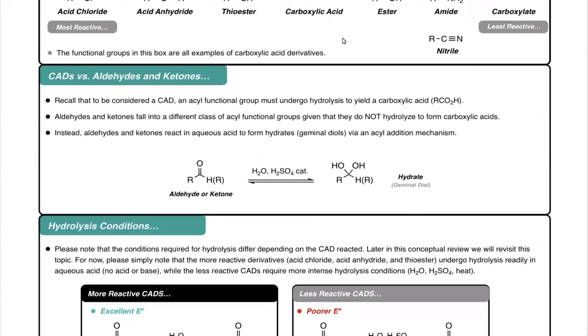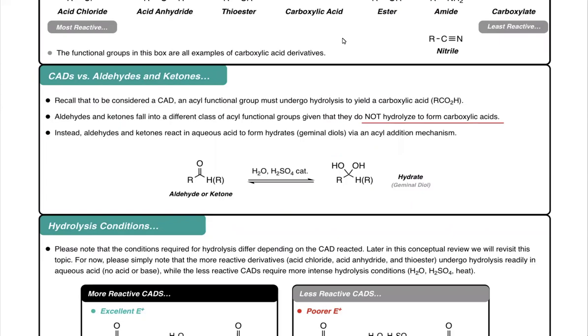Now, aldehydes and ketones we talked about separately. Yes, they have a carbonyl, but no, they are not carboxylic acid derivatives because they do not undergo hydrolysis to form a carboxylic acid. When I react with water and acid, no carboxylic acid is generated. Instead, we have a hydration. Okay, there is a hydration, not a hydrolysis. And remember that hydrate is generated, and then there's this back and forth equilibrium. We form the hydrate, regenerate the carbonyl.